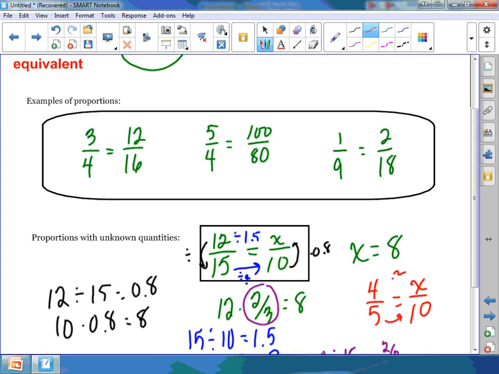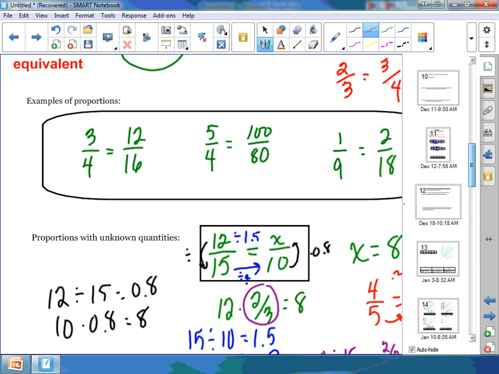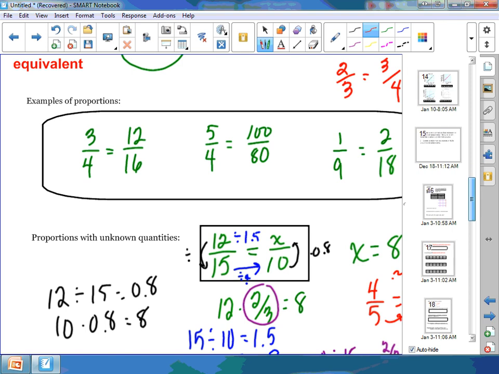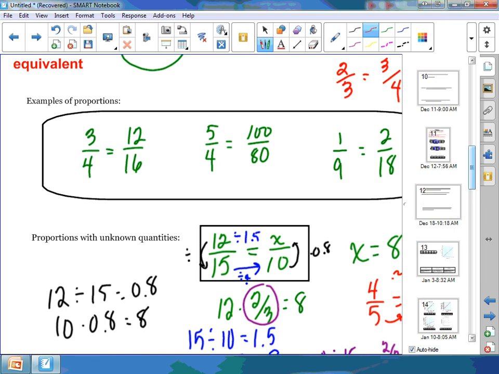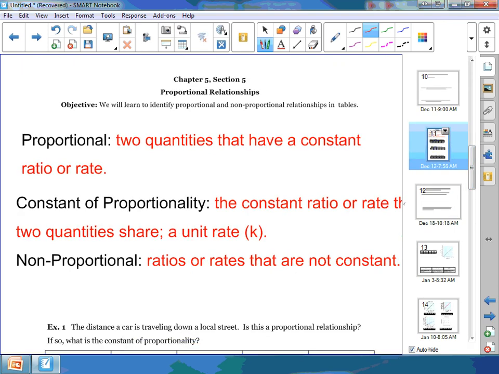So would you guys agree that these are proportional? No, 2/3 isn't equal to 3/4. Test that same method. Do you get the same product? No, you don't. I'm going back even farther here. I'm going back to something we did a little while ago.